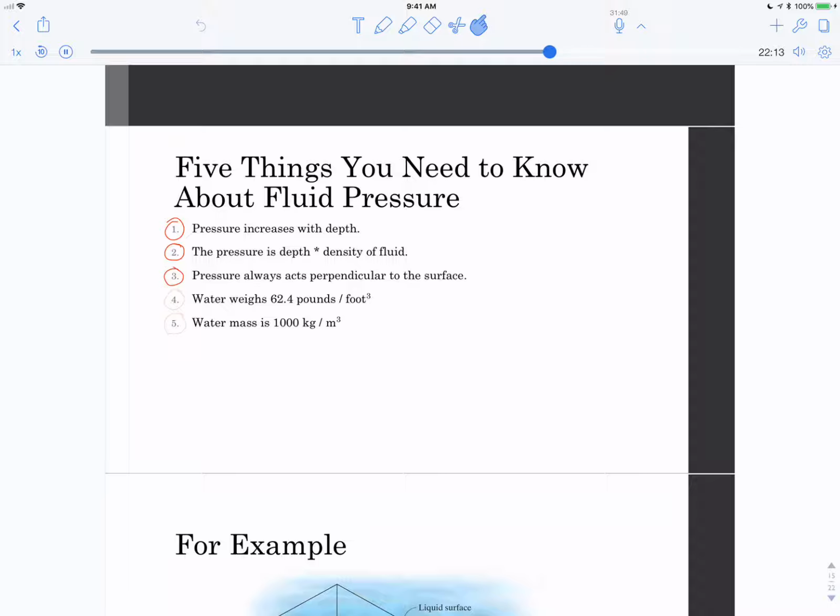3, pressure always acts perpendicular to surfaces. 4, the fluid we most likely will deal with is water, and water's density or unit weight is 62.4 pounds per cubic foot, and its density or mass per unit volume in metric is 1,000 kilograms per cubic meter.